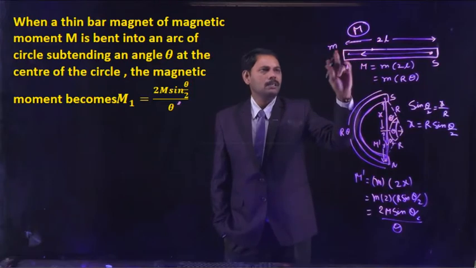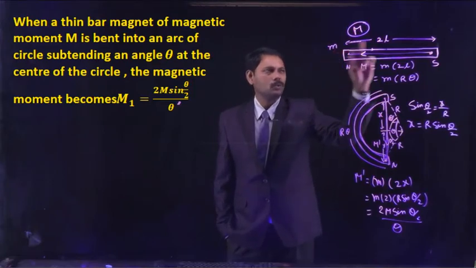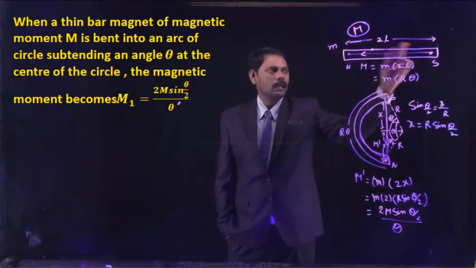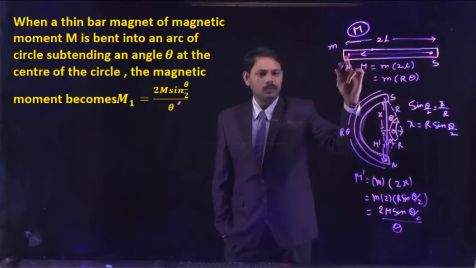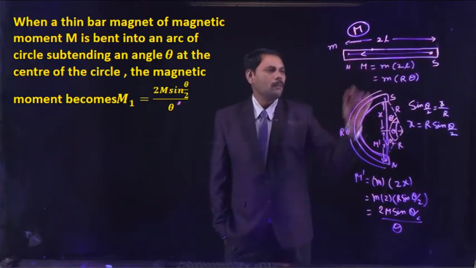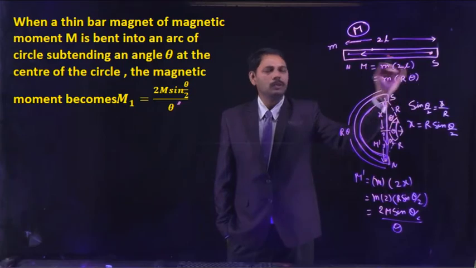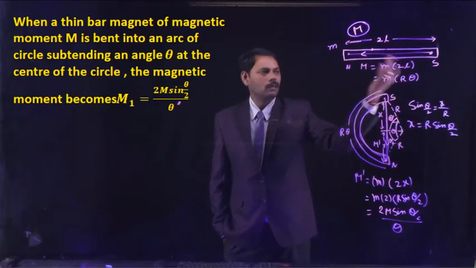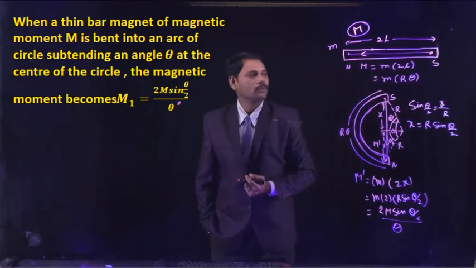Capital M means let small m be the pole strength, 2L be the length of the magnet. Let this be the south pole and this be the north pole of the magnet. Then magnetic moment is small m into 2L. This is the very well known formula in our discussion in this part of the video.